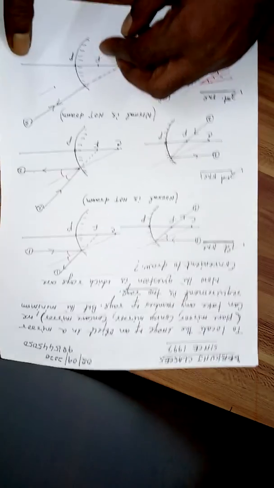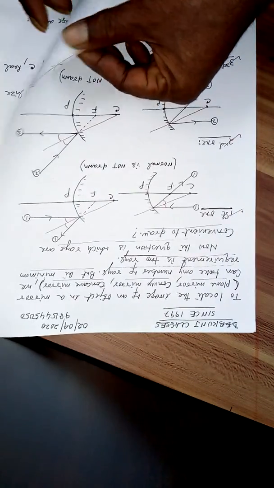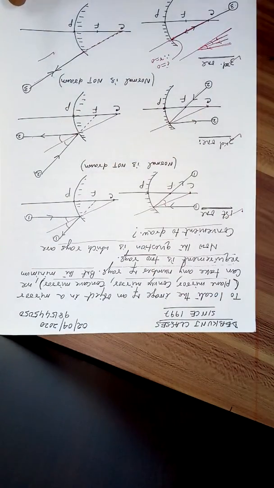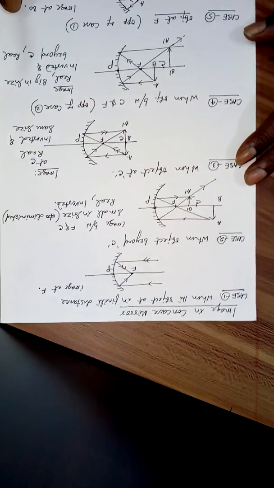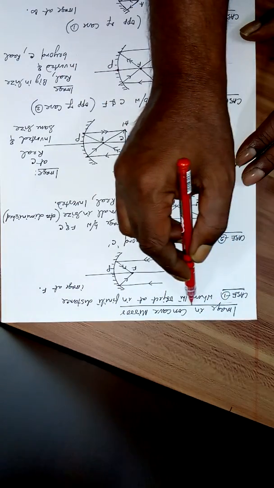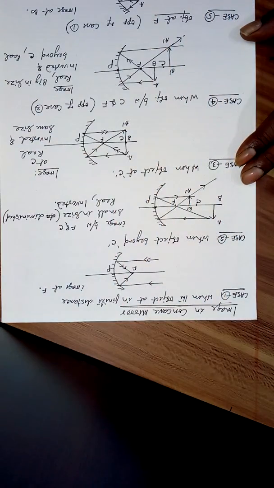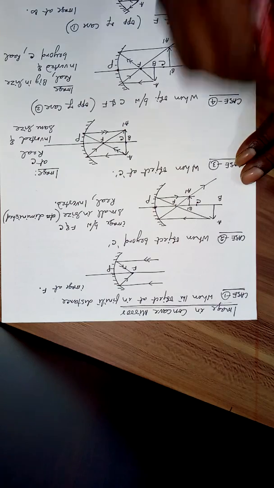Now coming back, these are the 3 convenient rays. Out of these 3, you can take any 2 to locate the image. Now for the image in a concave mirror, there are 6 different cases. Case 1.